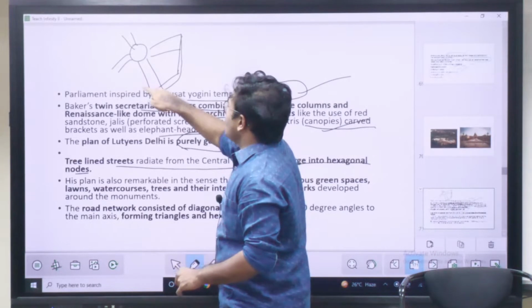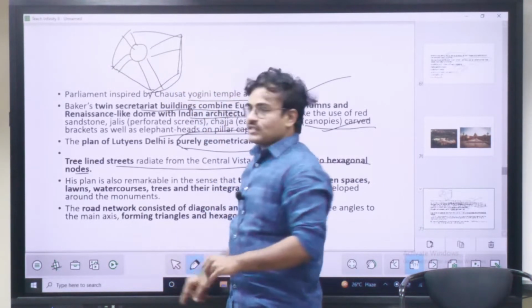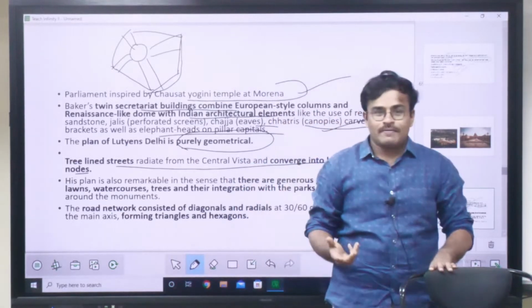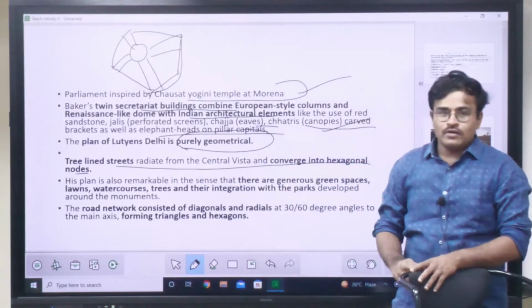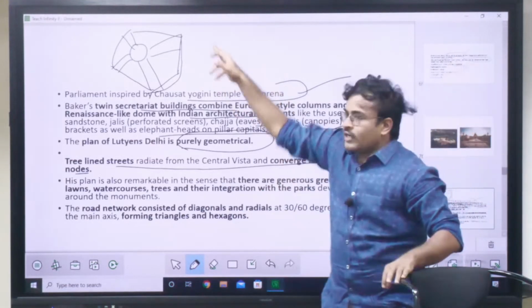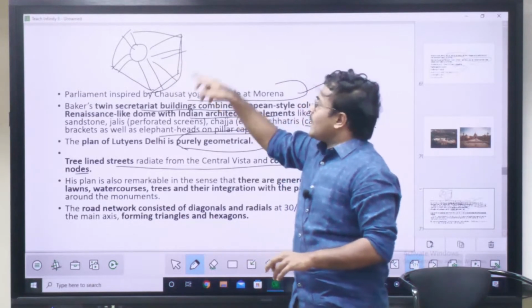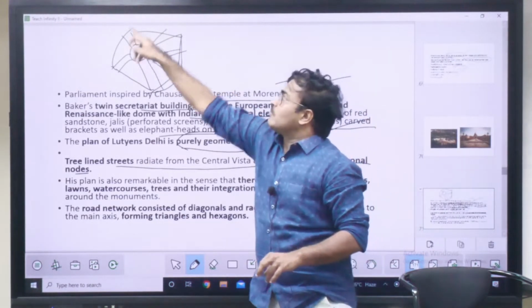Hexagon means how many sides? I think it is 6. Some people are feeling that it is 7, but 7 is a heptagon; 6 is a hexagon. It means 6 roads radiate from this region, and all of them are joined together again. Most of the buildings for the colonial administrators are present on one of these 6 lanes.